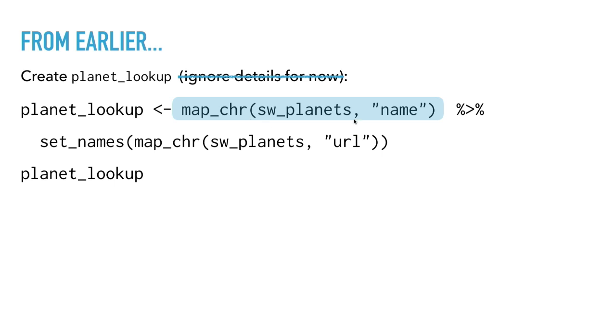And then I'm passing that on to the setNames function. And for the names I'm setting, I'm using map_char again, but this time I'm pulling out the URL. So I'm setting the names of that character vector of planet names to the URLs that match those planets. Who has not seen set_names before? If I could see a show of hands. Okay, cool. This is good then. I was going to tell you exactly what it does.